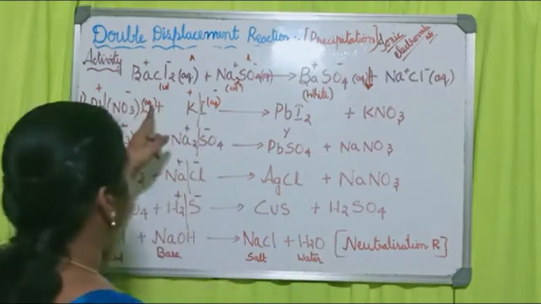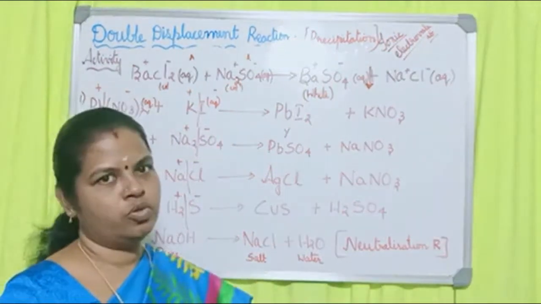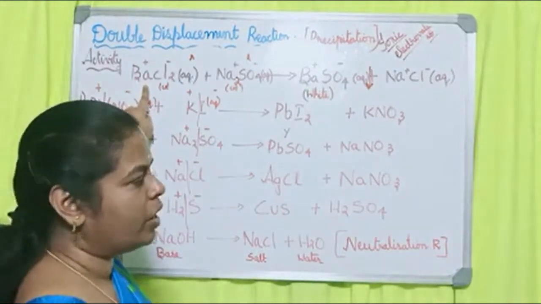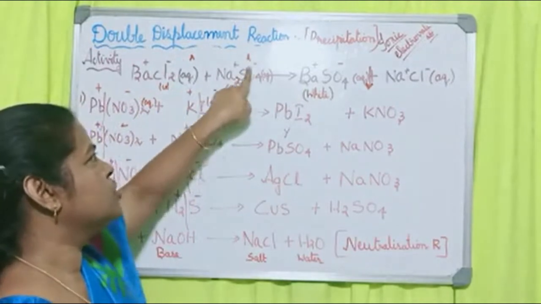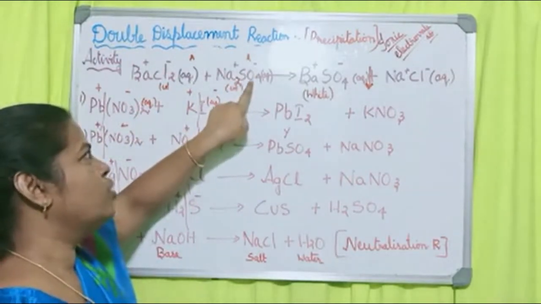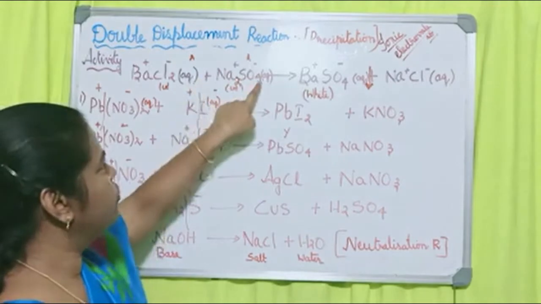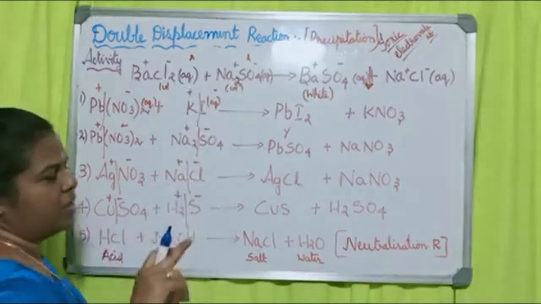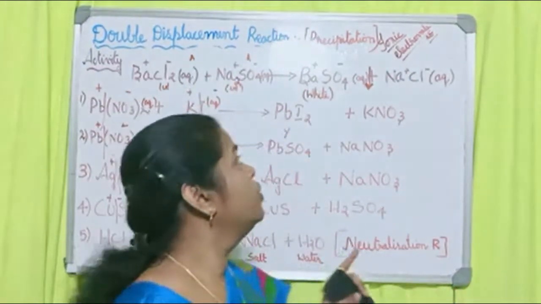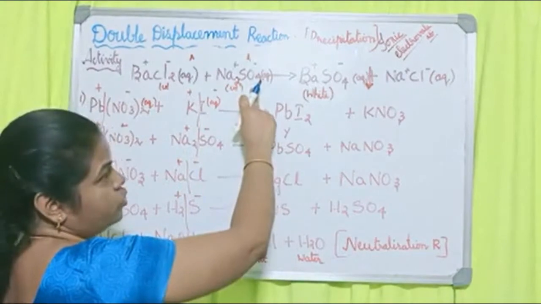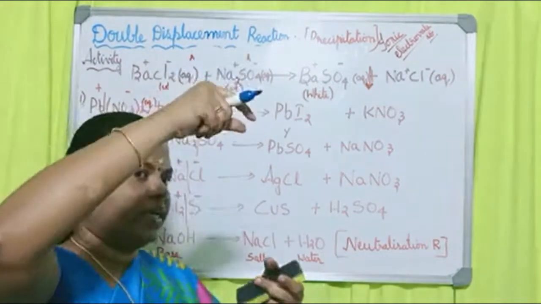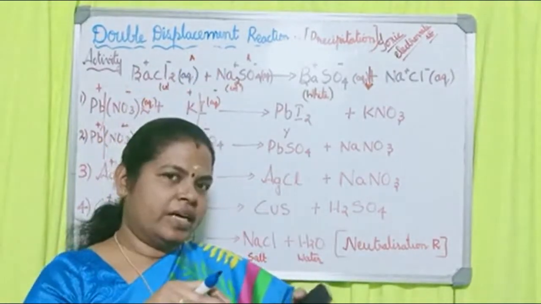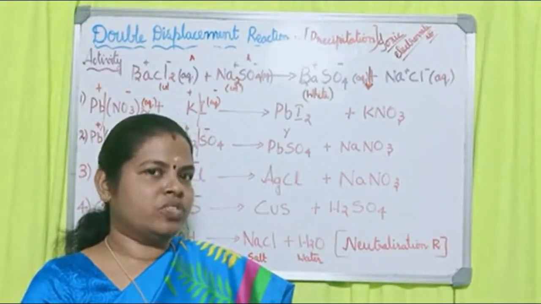I'll explain this activity. I am taking two test tubes. In test tube A, I am taking 5 ml of barium chloride solution, and in test tube B, we'll take 5 ml of sodium sulfate solution. I have put aqueous because it is mixed with water. Now I am pouring sodium sulfate solution into barium chloride like this, drop by drop. When I pour like that, an immediate response will be seen.